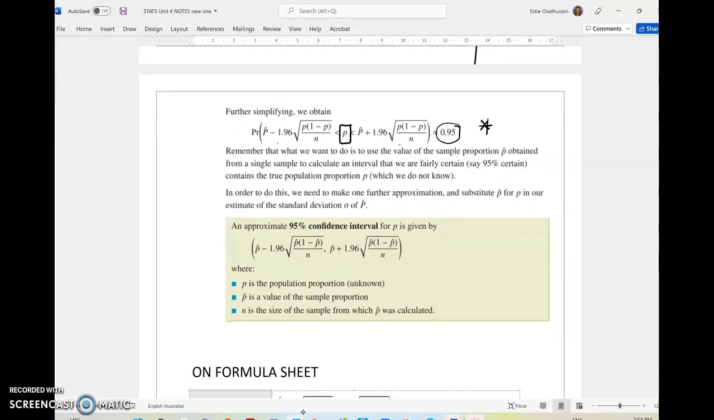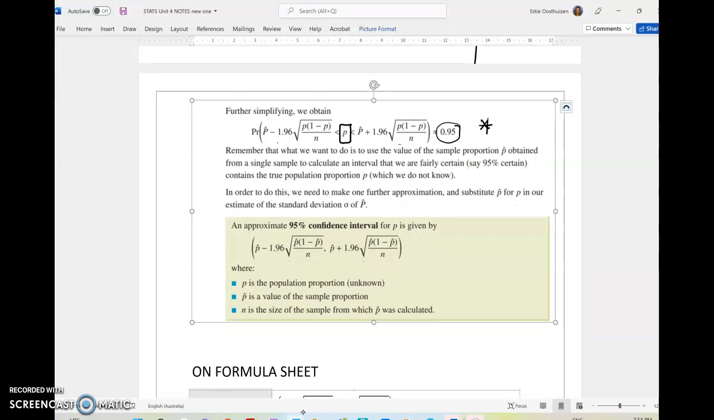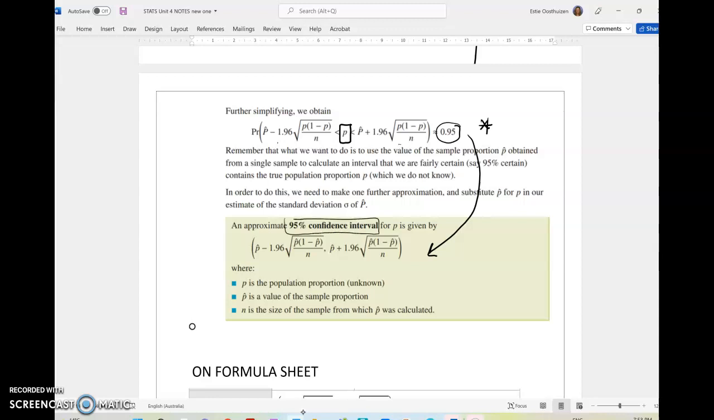And this is what you see on the formula sheet then. So just have a good look at the way it's written down here. We can abbreviate it and write it down like that. So we just take the brackets down. All right, and we say that then an approximate 95% confidence interval for P is given by this expression over here. So remember, P is my population proportion. That's my unknown that I don't have. P hat is my sample proportion, and N is the size of the sample from which the P hat was calculated. So this is my confidence interval.